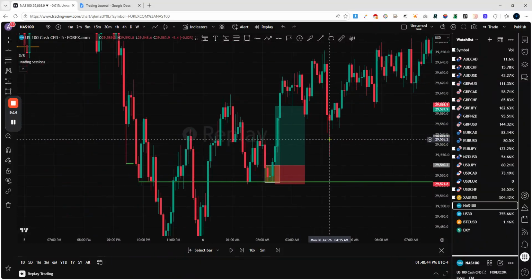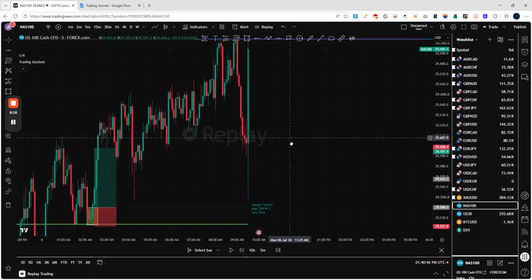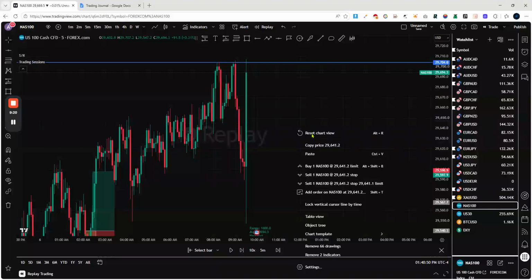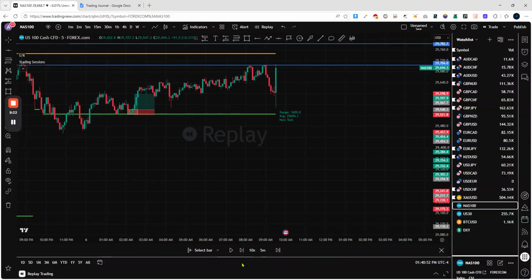It's a buy. Okay, so pretty much that's what I'm looking for here. But you can see price did just a huge candle. Price did not give me what I wanted whatsoever. Okay, so that's fine. Let's go.